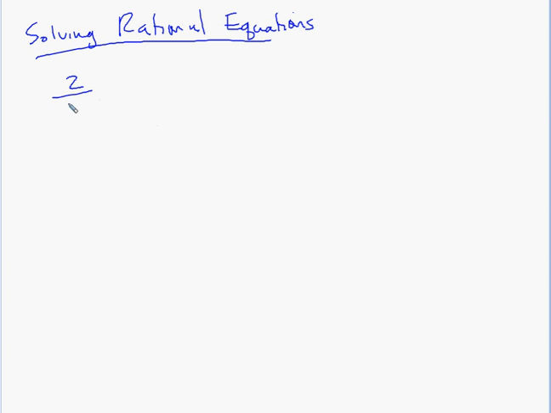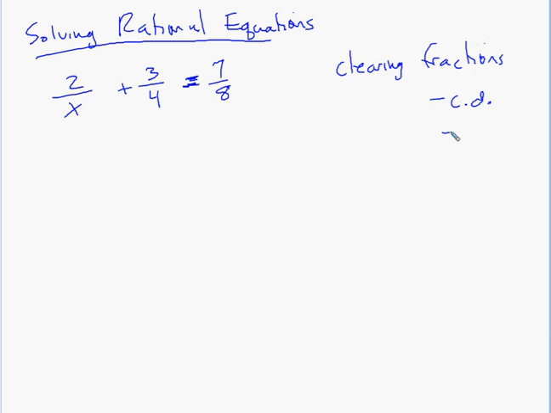If I have 2 over x plus 3 over 4, that equals, let's say, 7 over 8. Very easy example. From all year, when we have equations, and when do I have an equation? When I have an equal sign. So when we have equations, we've been clearing our fractions, right? And how do we clear our fractions? We look for our common denominator, and then we multiply by that common denominator.